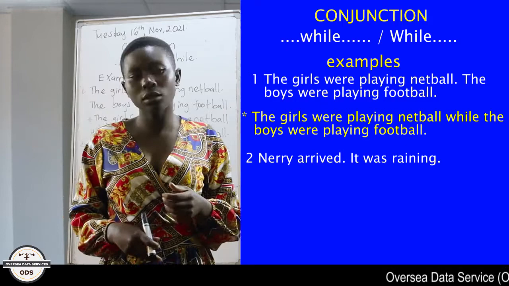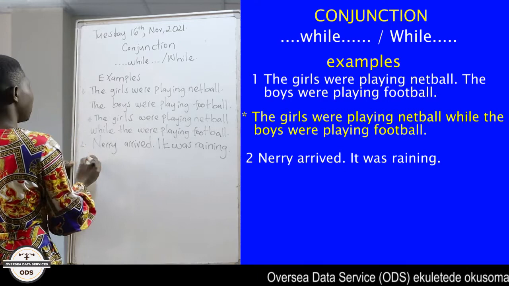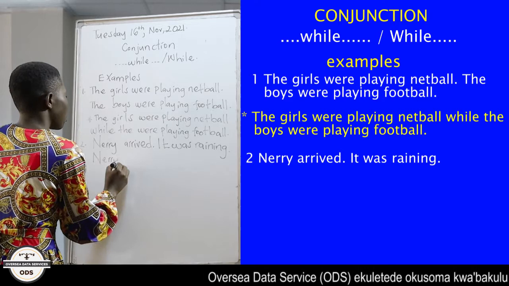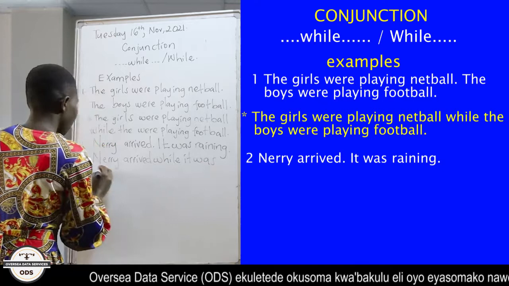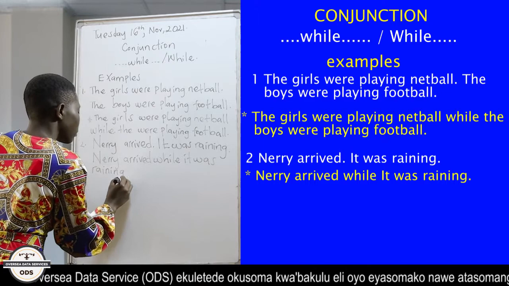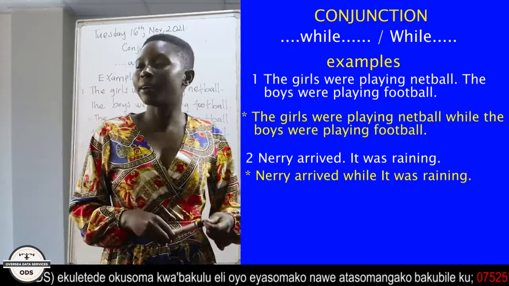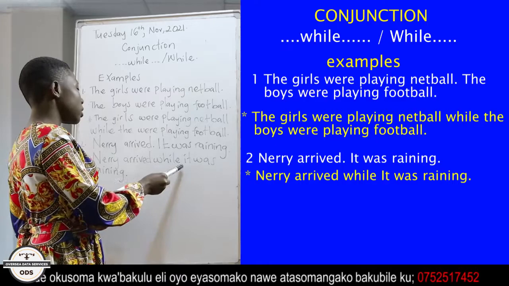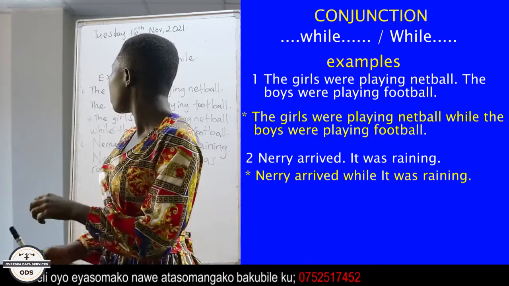There are two actions happening at the same time. So let us use "while" and see how it will be. Neri arrived while it was raining. This sentence shows us two actions taking place at the same time: arriving and raining. Then you end with a full stop. And when you're beginning a sentence, don't forget to begin with a capital letter. Okay?